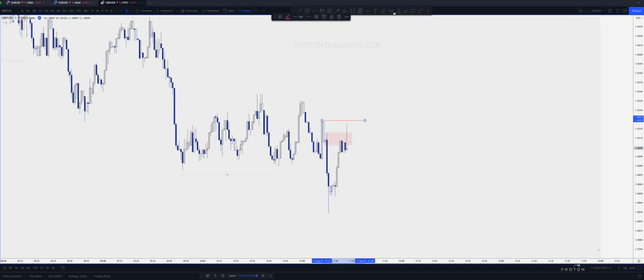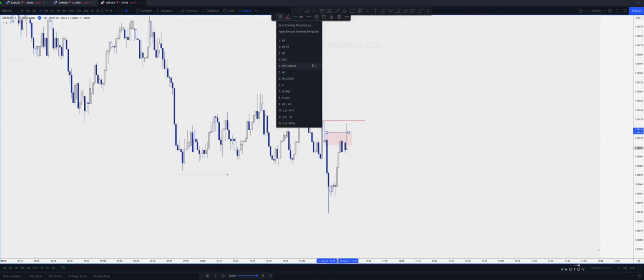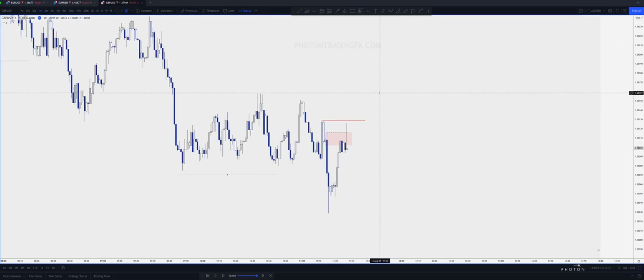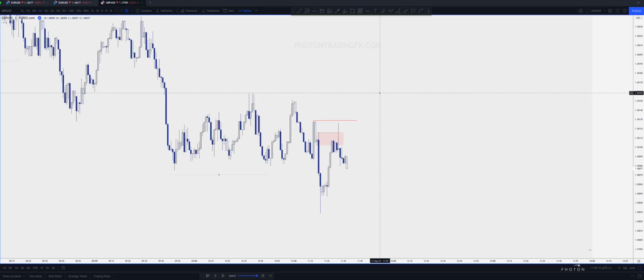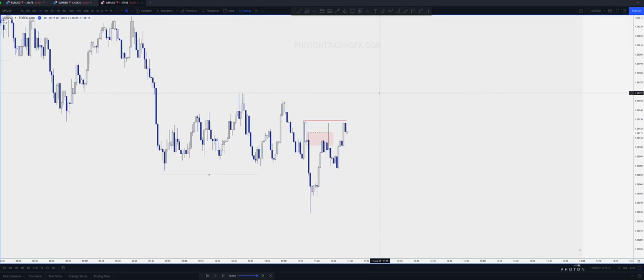All right, but of course we do have that failed reaction. However, it is just a wick break. I personally prefer to see that candle closure above in most cases. So yeah, we still haven't had that change of character. Now we get the closure above, so now we have that confirmed failed reaction.